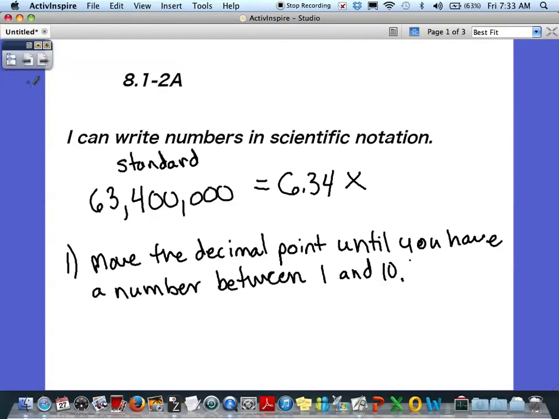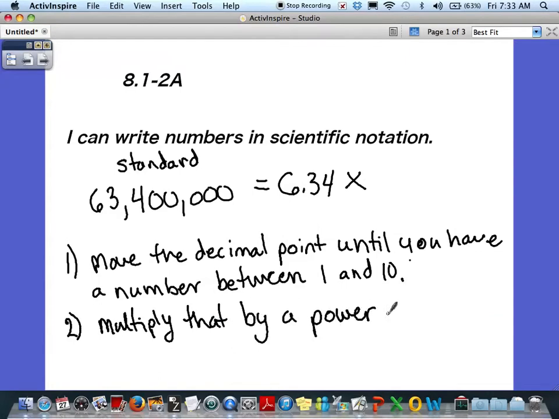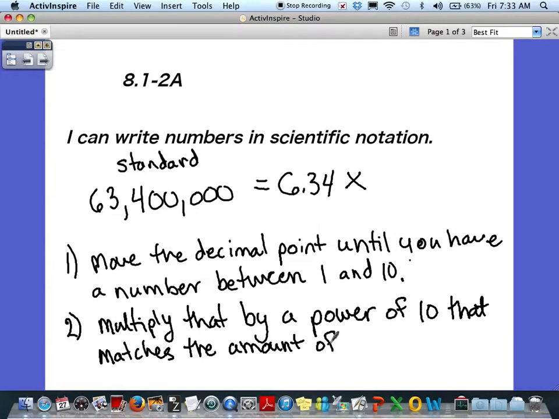So the first step is move the decimal point until you have a number between 1 and 10. The second step is multiply that by a power of 10 that matches the amount of movements the decimal point made.